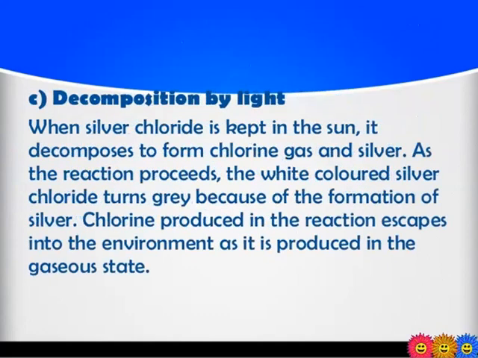When silver chloride is kept in the sun, it decomposes to form chlorine gas and silver. As the reaction proceeds, the white colored silver chloride turns gray because of the formation of silver. Chlorine produced in the reaction escapes into the environment as it is produced in the gaseous state. This is photolysis.